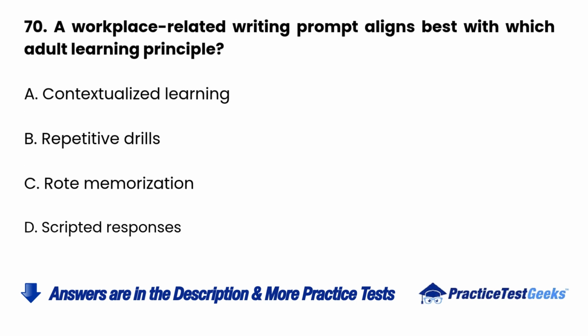70. A workplace-related writing prompt aligns best with which adult learning principle? A. Contextualized learning. B. Repetitive drills. C. Rote memorization. D. Scripted responses.